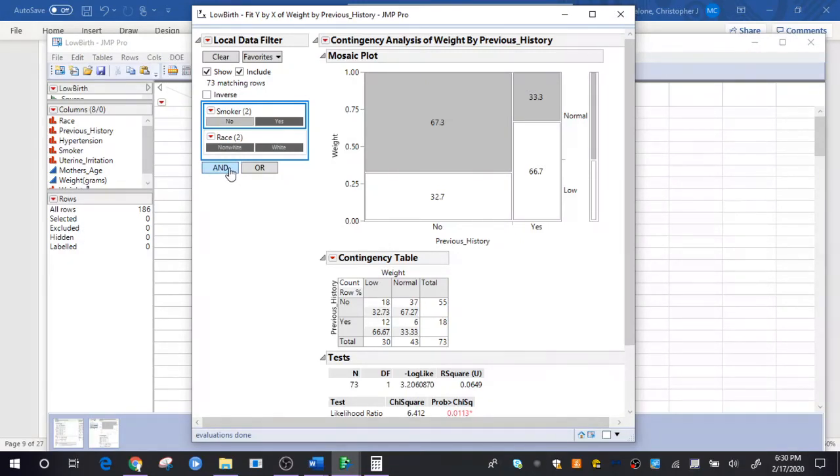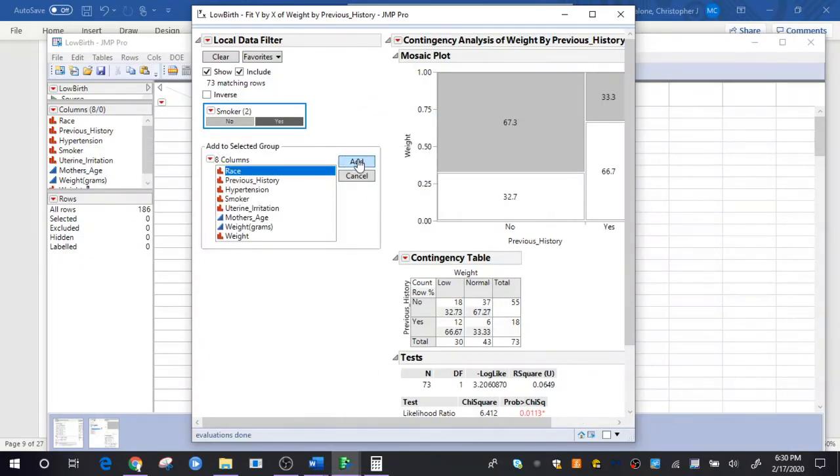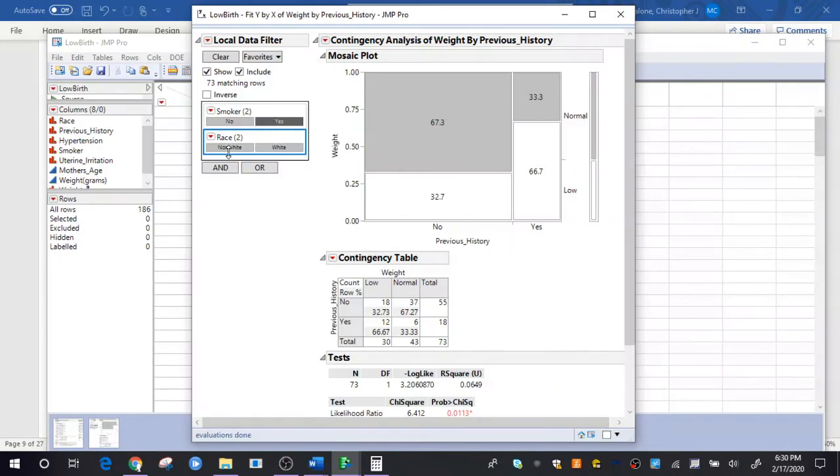I don't think that worked. Let me do this one more time. Let's take this off. I want to delete that. I want to say and race. Oh, that was right, I guess. So I want to say smoker and non-white. Again, holding the control button down. So now I can switch between whites and non-whites. I am getting some change here on the previous history no box. So if I go to non-whites here, you can see that jumps almost up to 50%.